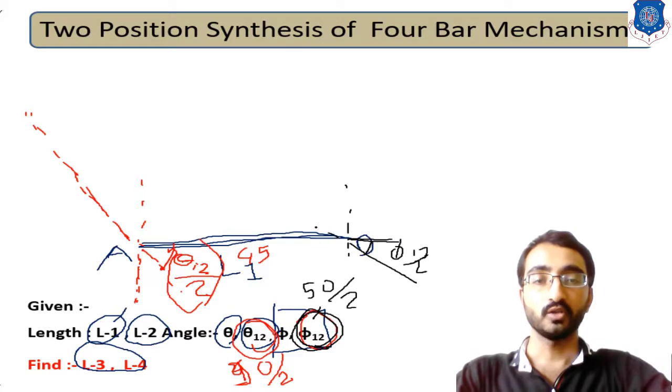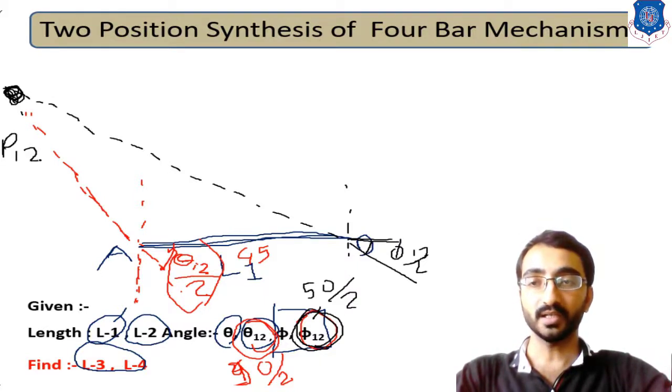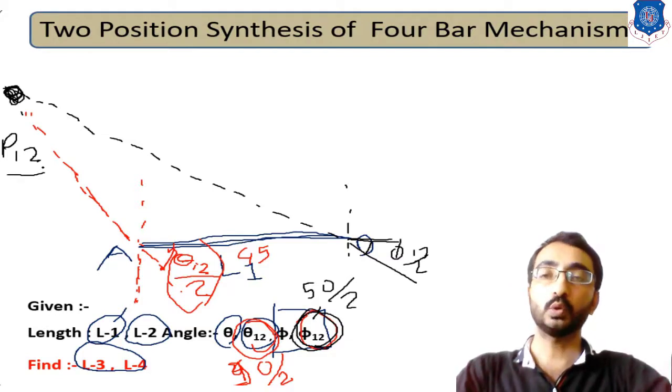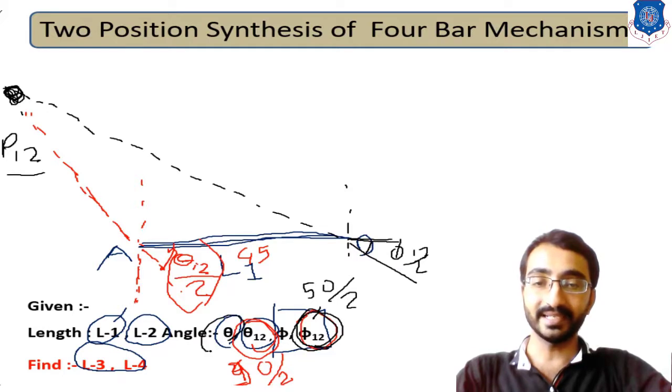Now you have to draw another dash line which intersects with this dash line at point P. This is known as the pole point, or we can say the fixation point. So pole 1, 2, that is for position number 1 to 2. Now the other data which remains is theta and phi.